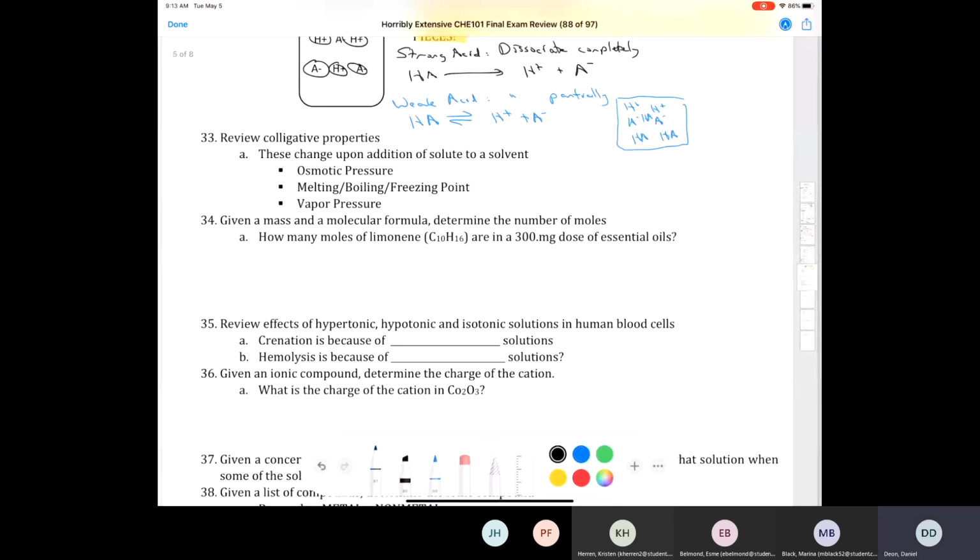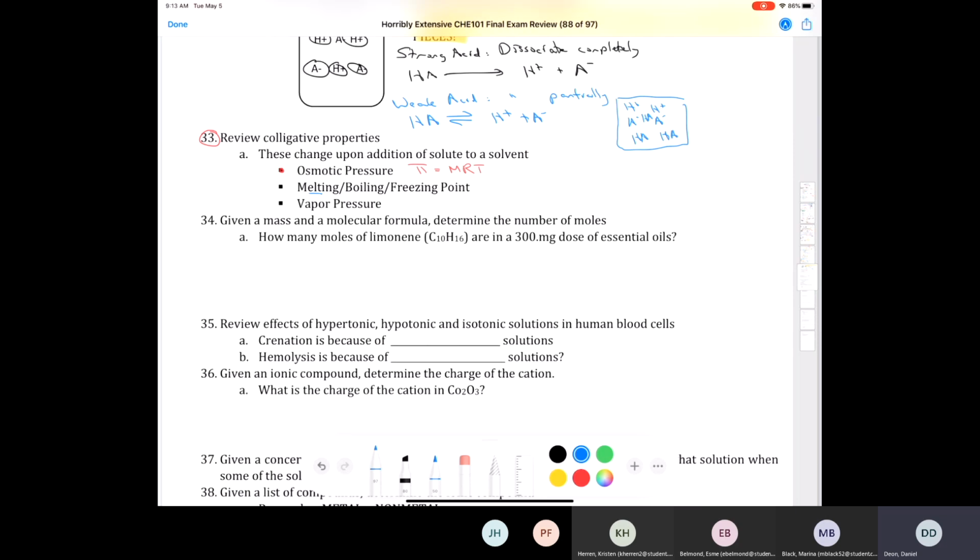And so you should understand that colligative properties are based off of the amount of particles of a solute added to a solvent. And the colligative properties that we look at in Chemistry 101 are osmotic pressure. You might have seen this formula. Osmotic pressure is equal to molarity times the gas constant times temperature. I don't believe there's any questions that ask you to calculate osmotic pressure, but it's a good idea to understand what osmotic pressure is. Then we look at melting, boiling, and freezing.